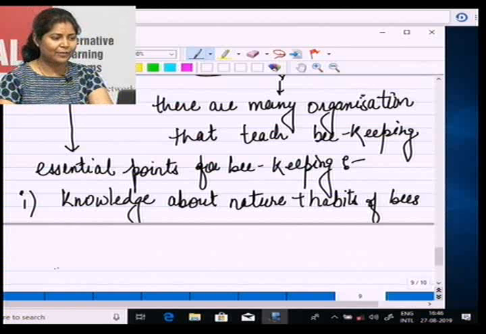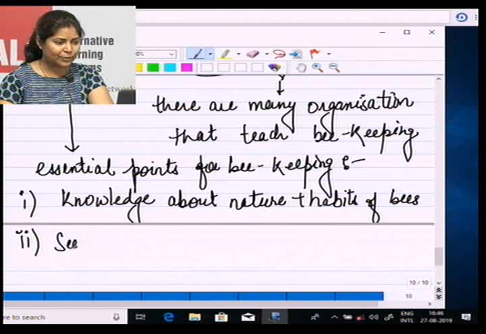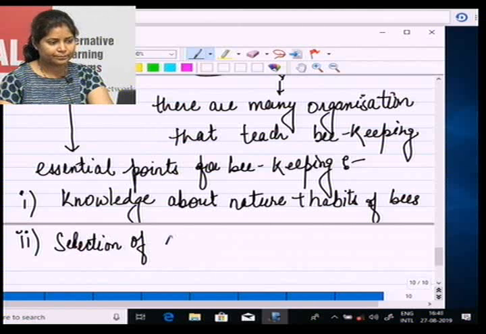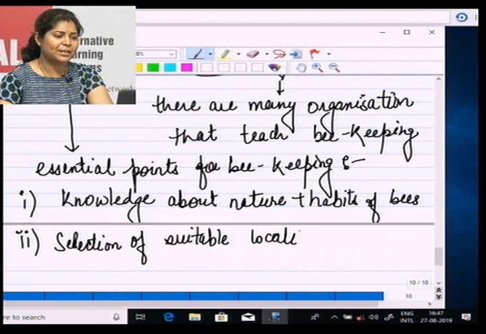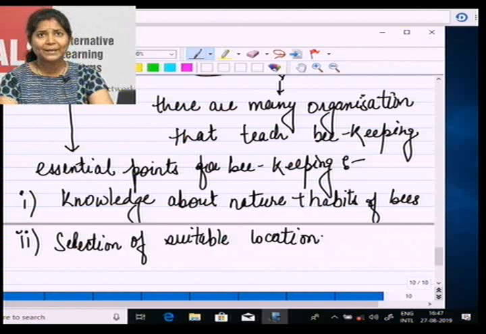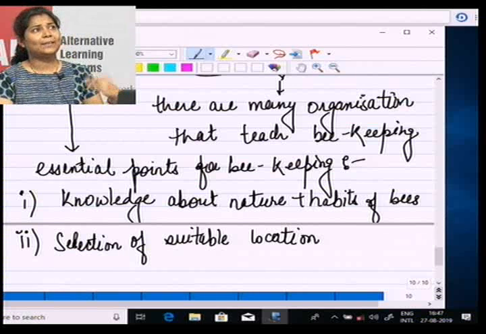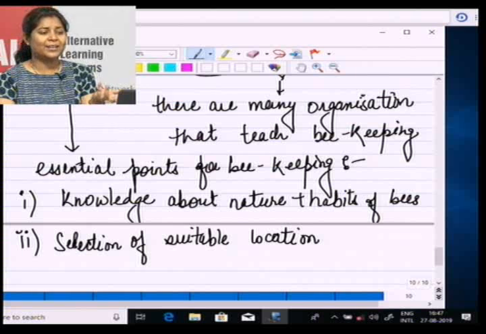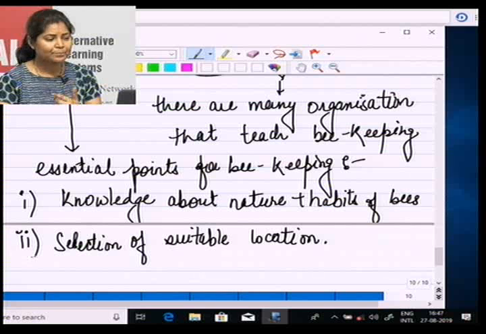So you need to have good knowledge and background about the bees you are going to select. Then you have to select a good location. Obviously, a suitable location means it should be near the pastures, near the cropland, near the fruit orchards. It should not be placed in the rain. All these things determine that the location should be good.